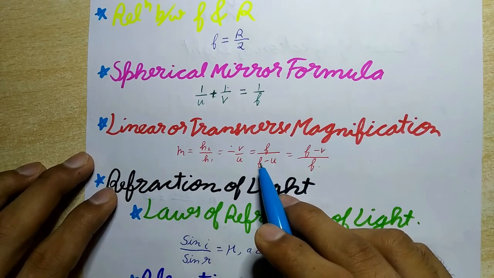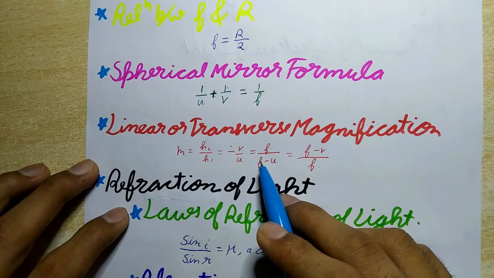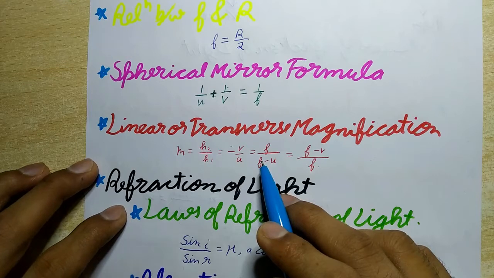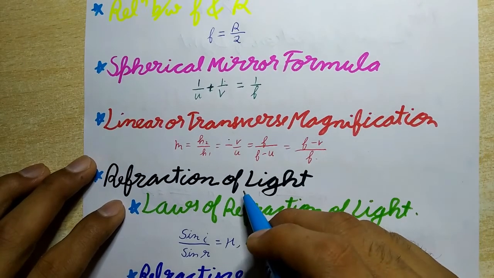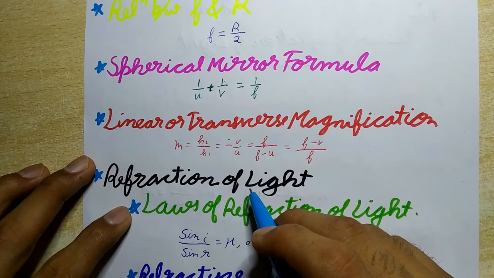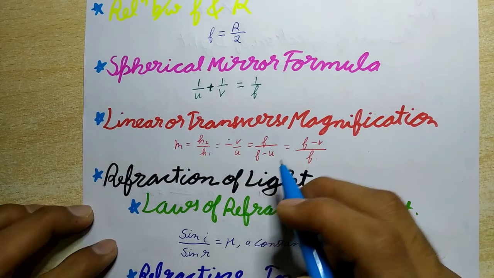First, if modulus m is greater than 1, then the image is magnified. Second, if modulus m is less than 1, then the image is diminished. Third, if modulus m is equal to 1, then the image is of the same size as the object. Fourth, if m is positive, then the image is virtual and erect. And fifth, if m is negative, then the image is real and inverted.